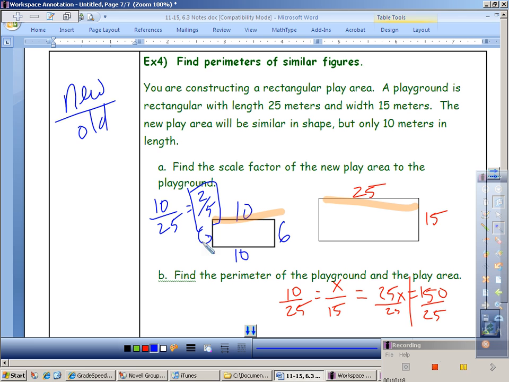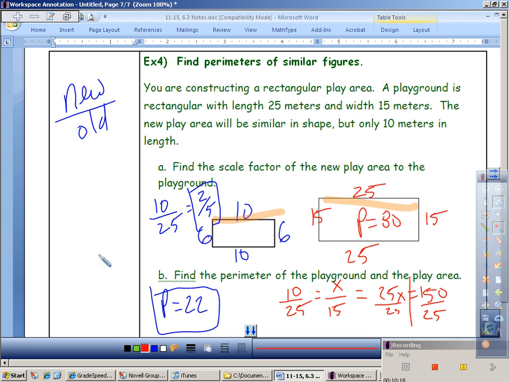So then if I need to find the perimeter, I know the perimeter is 10 plus 10, that's 20, and 6 and 6, which is 12, so the perimeter is 22. I could also find the perimeter using this ratio here, 25 to 15, and I know the perimeter here is 50, 60, 70. The perimeter here is 80.